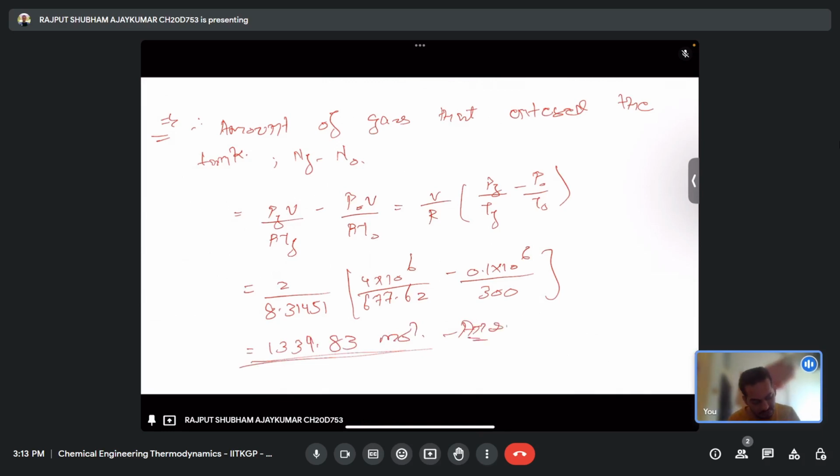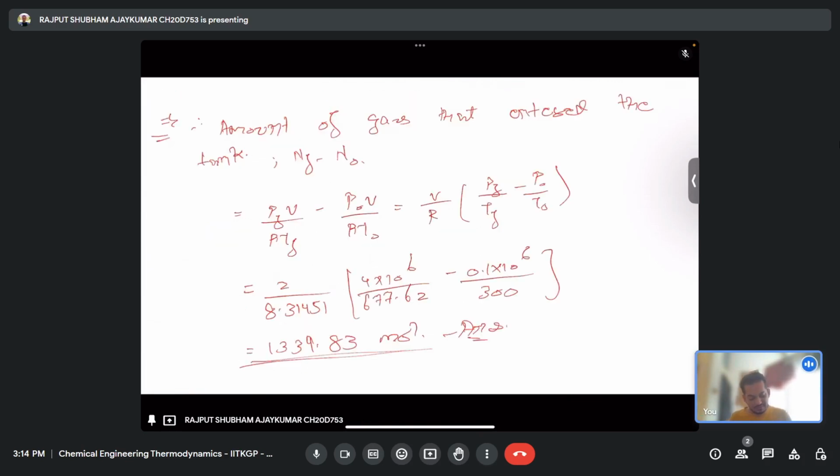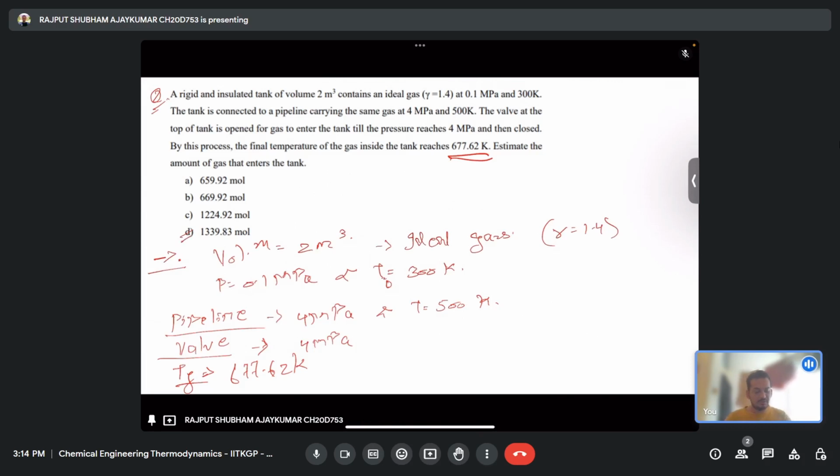What is asked of us is the final temperature Tf, equal to 677.62 Kelvin, and the initial temperature T naught. Okay, so estimate the amount of gas that enters the tank in moles; the correct answer is 1339.83. So this is the correct answer. This is one of the simplest ones. You just need to identify how to relate the ideal gas law with this equation for control mass or control volume types.